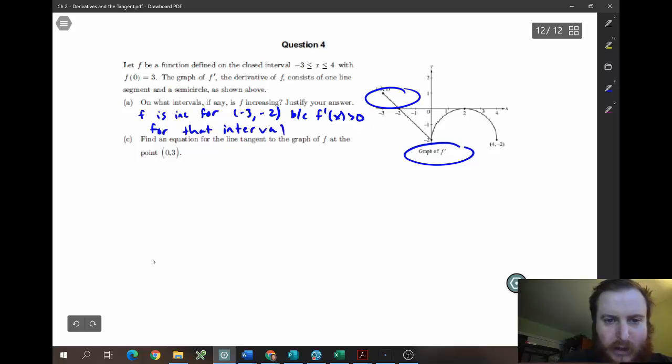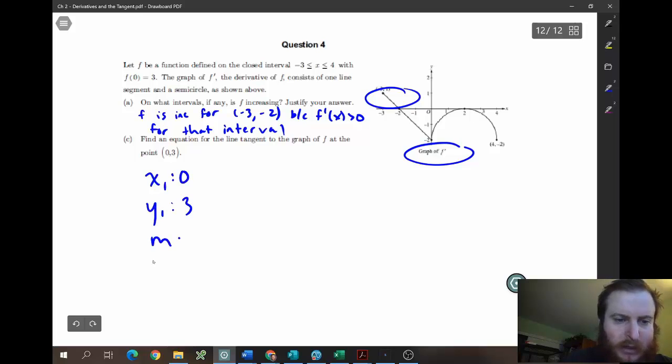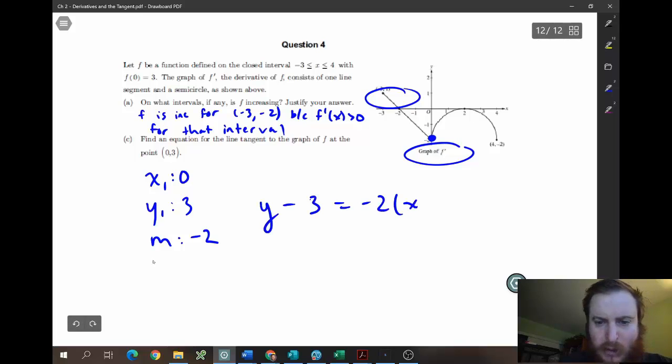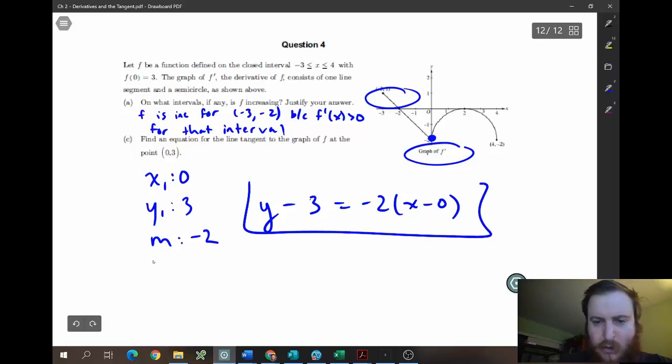And B says find an equation to the tangent line at the point 0, 3. So x1 is 0, y1 is 3. And then for M, that's our f prime. And f prime of 0 is -2. That's the value on the graph because it's the graph of f prime. So y minus 3 equals -2 times x minus 0. You can leave it like this. Don't worry about simplifying it. Just leave it like that.